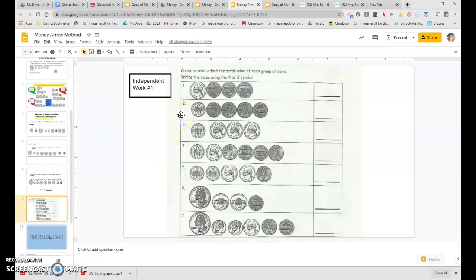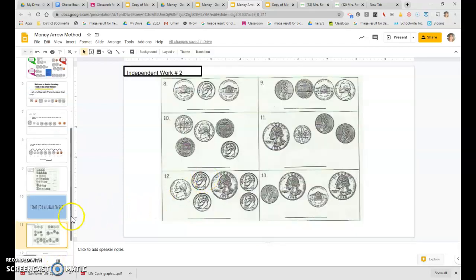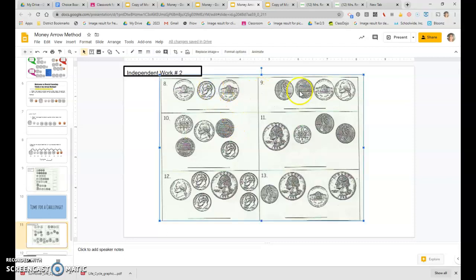All right, so what you are going to do on your independent work today, there are 2 particular assignments that you can choose from. You can do either one that you choose. The first one looks like this. It says Independent Work 1, where the coins are put in order for you so that you don't have to organize those. Okay? If you want a little bit more of a challenge, we can go to Independent Work 2, where you're going to have to put those coins in order yourself, and you're going to have to add those up using the arrow method money.